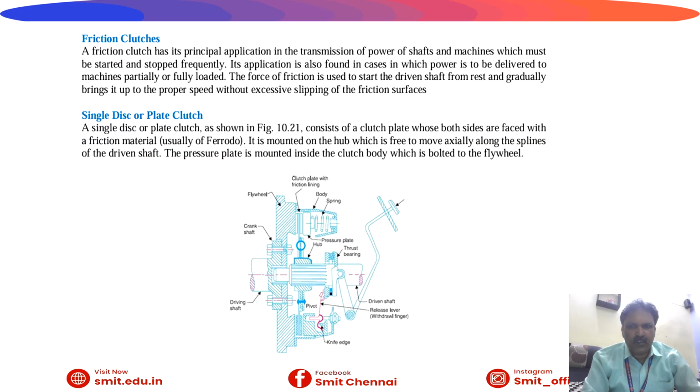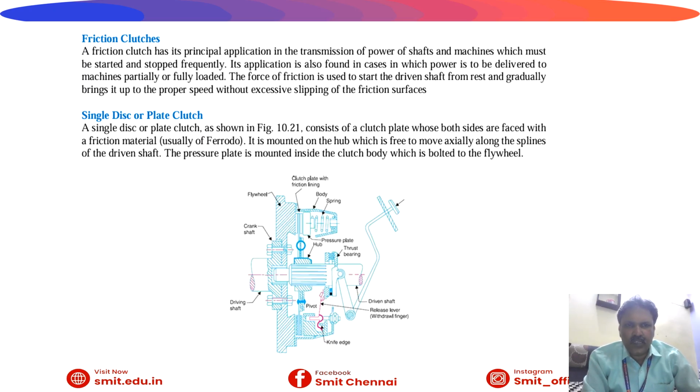Then friction clutches. Among mechanical components, wear is especially important to study in the clutch. The friction clutch has its principal application in the transmission of power between shaft and machine, which must be started and stopped frequently. This application is also found in cases in which power is to be delivered to a machine partially or fully loaded. The force of friction is used to start the driven shaft from rest and gradually bring it up to the proper speed without excessive slipping of the friction surfaces.